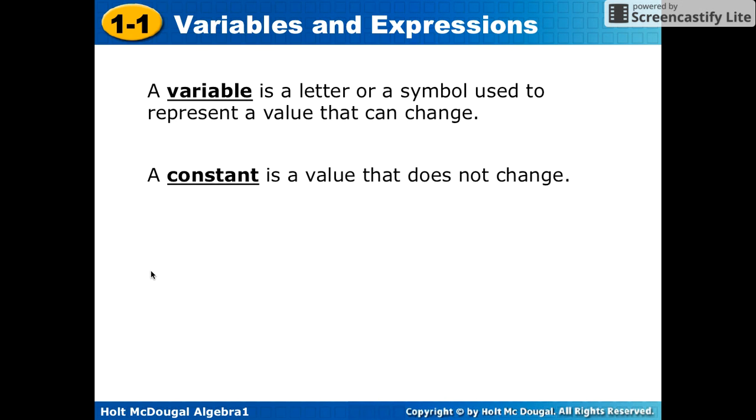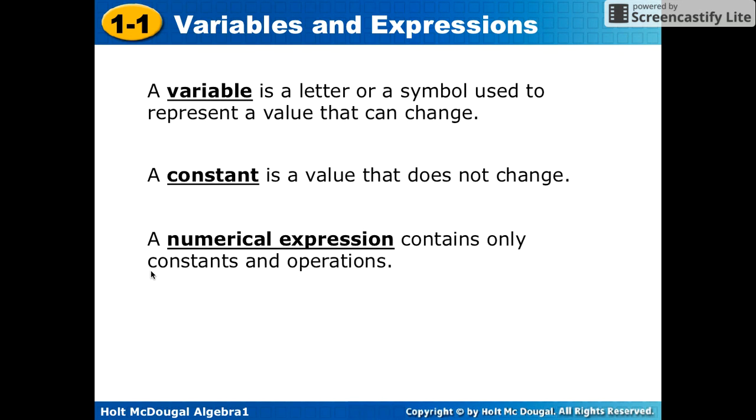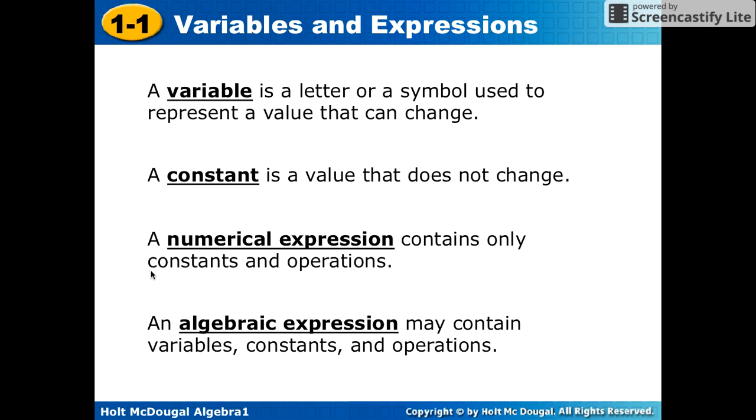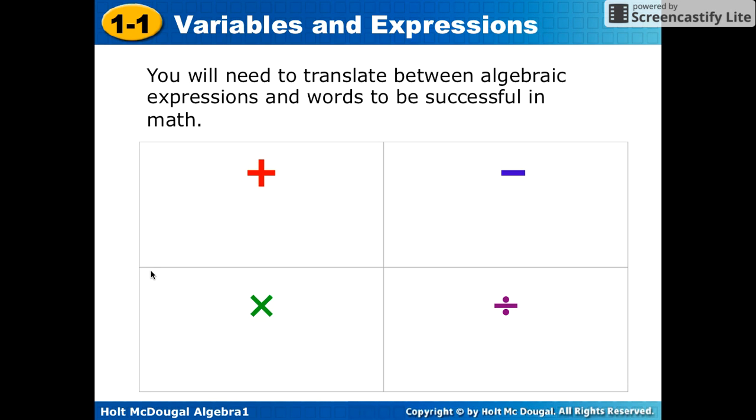It varies. A constant is a value that does not change, and it's usually represented by a number that's by itself with no letter. For instance, 2 plus 2, those are two constants. Could be pi times 7, those are constants. A numerical expression contains only constants and operations, and an algebraic expression may contain variables, constants, and operations.